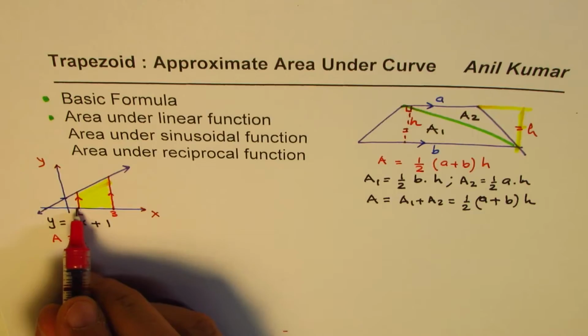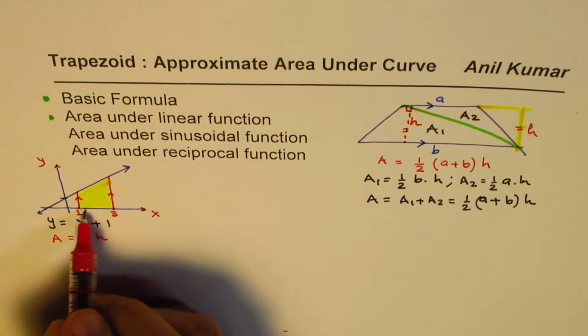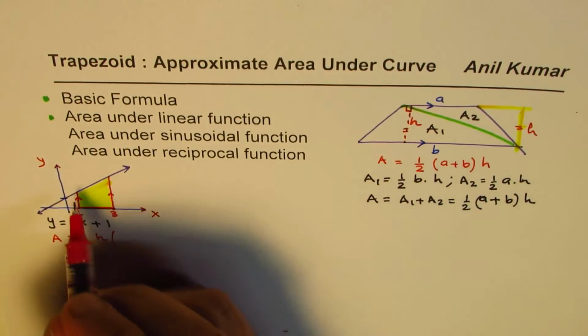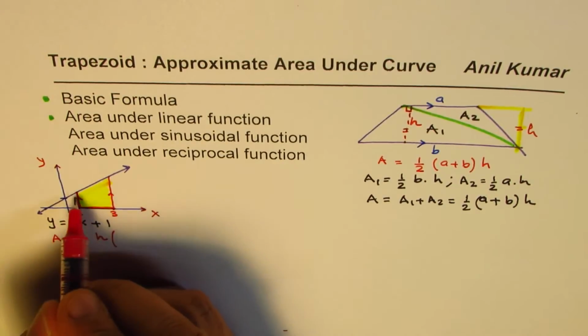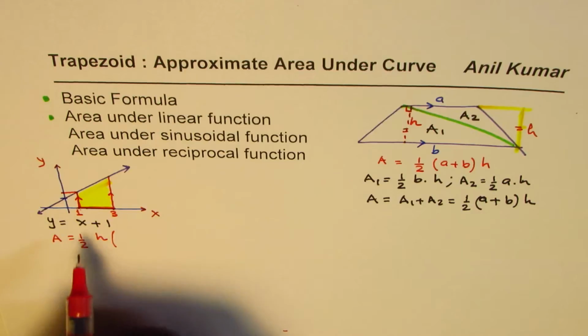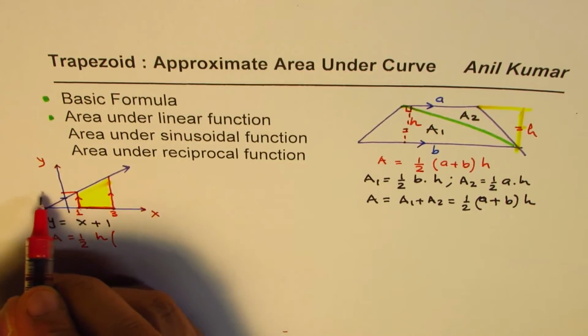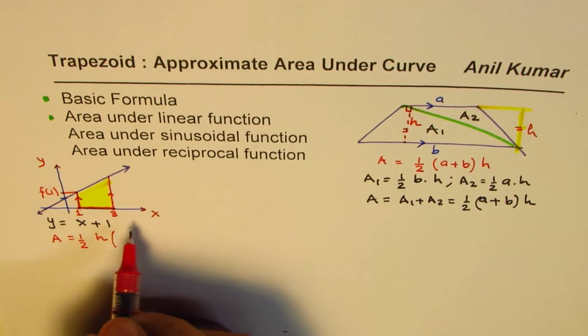Let me write first the height in this case, which is this one. This is my height. Then we want to find the sum of the two sides. So these are my two sides. This side is how much? This is the value of y when x is 1. So I'll write this as f of 1. Do you see that concept of function notation?